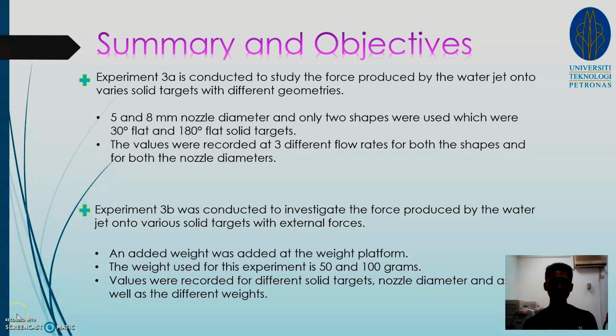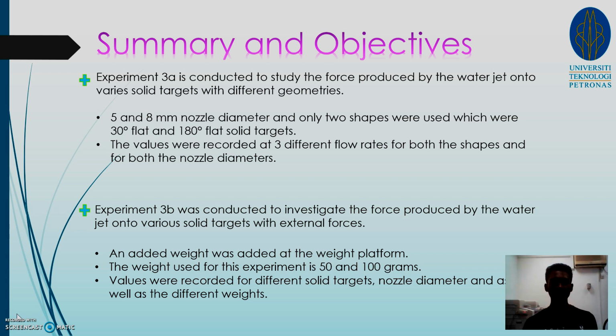For summary and objectives, we have two experiments, Experiment 3A and Experiment 3B. Experiment 3A is conducted to study the force produced by the water jet onto various solid targets with different geometries. For this experiment, we use two nozzle diameters, which are 5 mm and 8 mm, and two solid targets, which are 30 degree flat and 180 degree flat. The values were recorded at three different flow rates for both the shapes and for both the nozzle diameters.